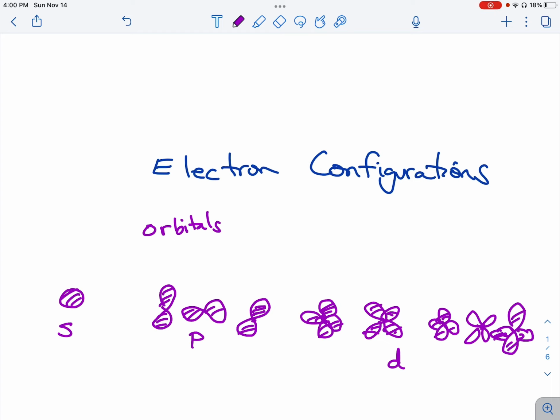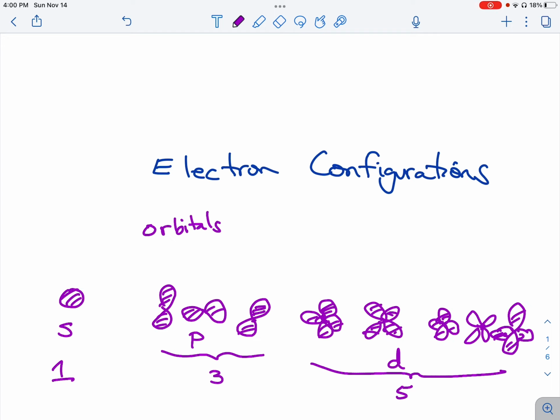The reason I'm sketching these out, and there are better pictures on the internet, so please take a look at those so that you have a better mental picture. But there's always a single s orbital each time you encounter them. There's always 3 p orbitals, and there's always 5 d orbitals anytime you encounter them.